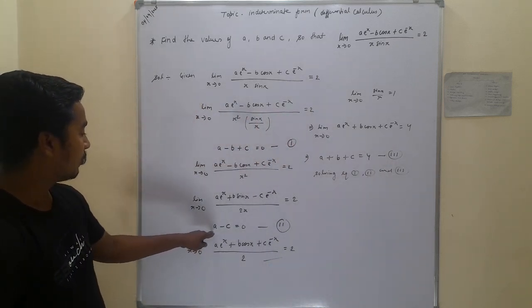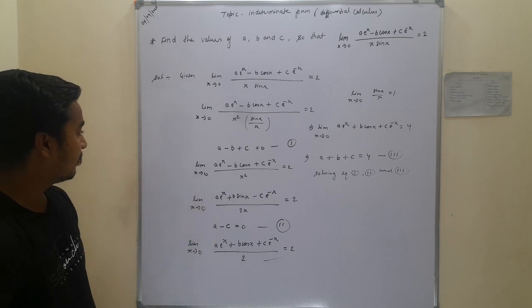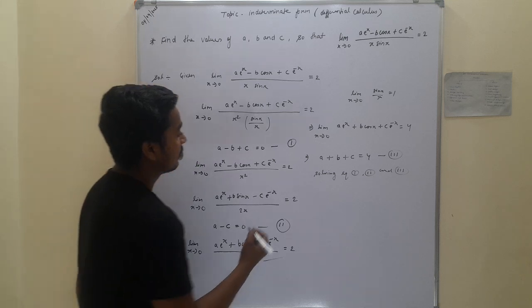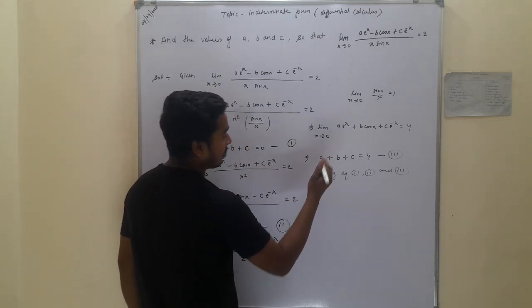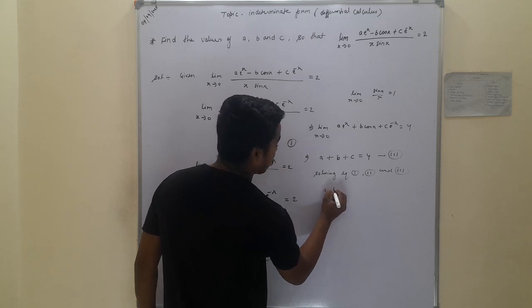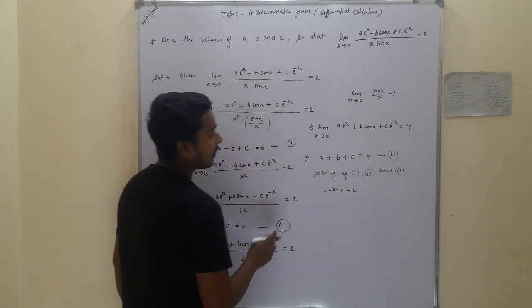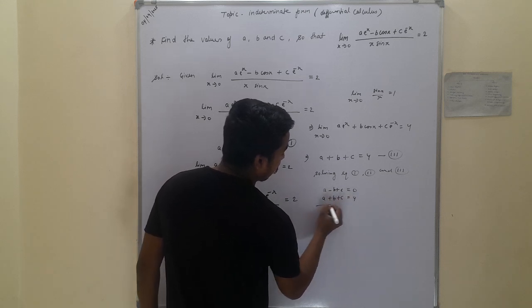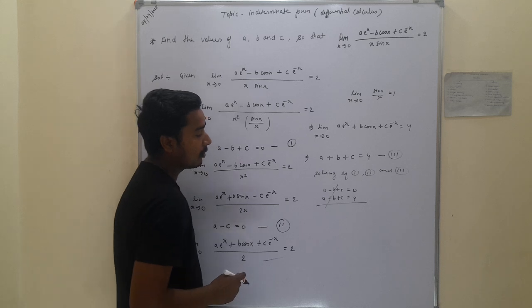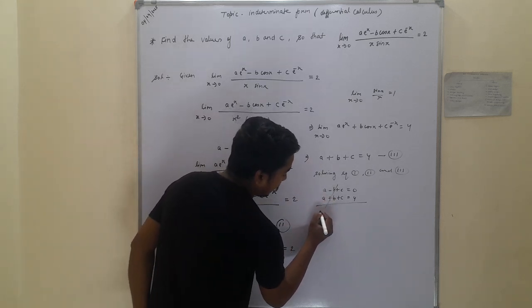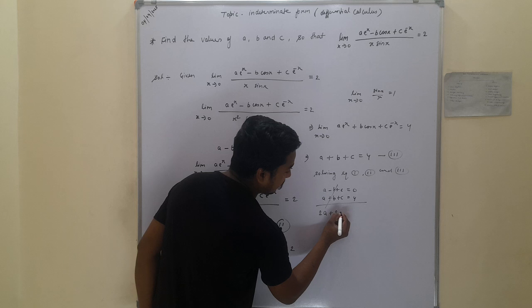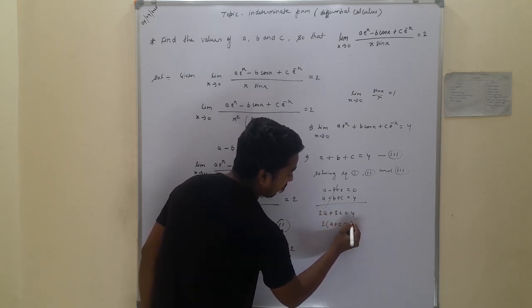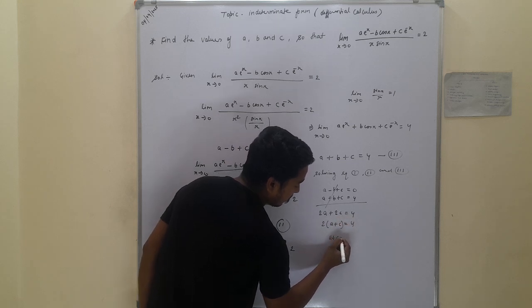So from here, first we solve by taking the first and third. The first equation is a minus b plus c is equal to 0, and our third equation is a plus b plus c is equal to 4. From here b and minus b cancel out, and we get 2a plus 2c is equal to 4. From here taking 2 common, we get a plus c is equal to 2.